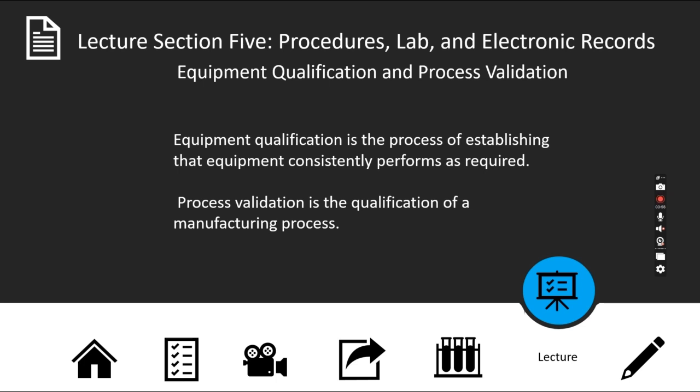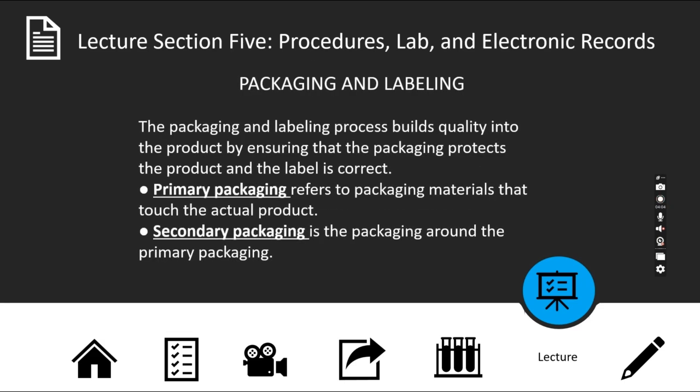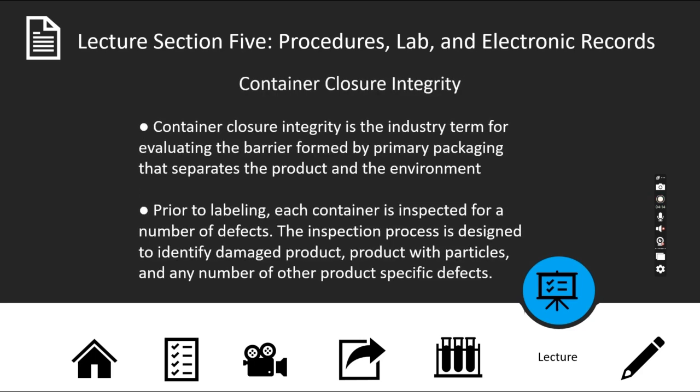Equipment qualification is the process of establishing equipment consistency. Process validation is the qualification of a manufacturing process. So you have primary packaging, which separates the material from the environment. Secondary packaging goes around the primary packaging. Container closure integrity is evaluating the barrier formed by the primary packaging to separate it from the environment.